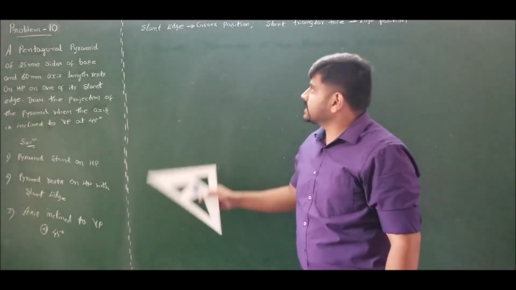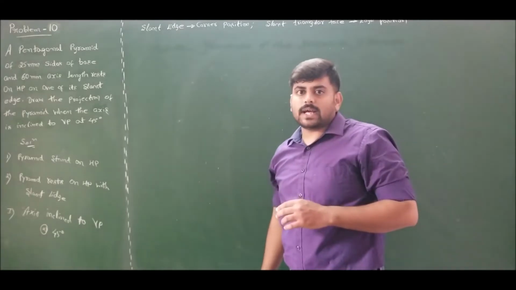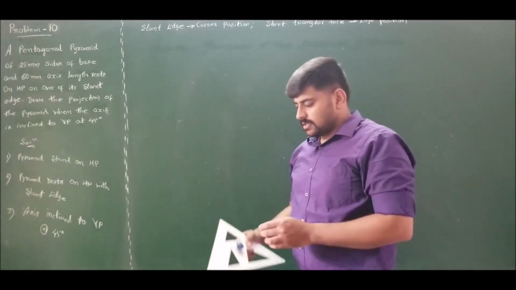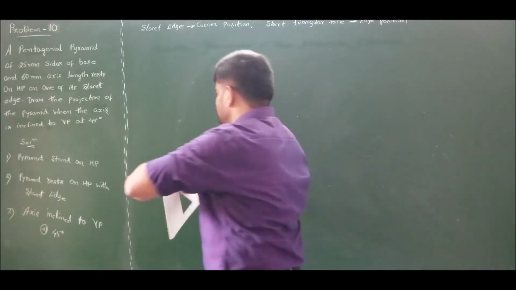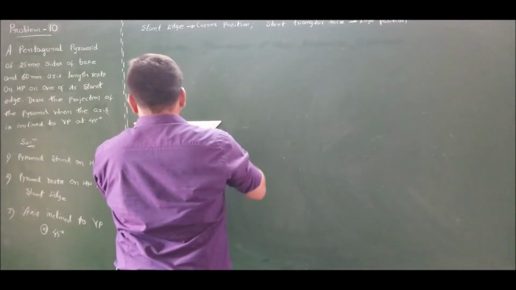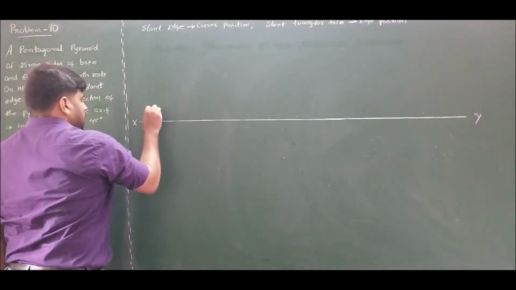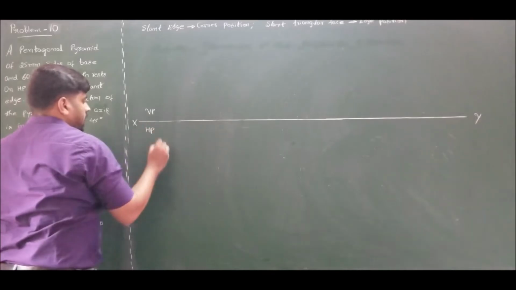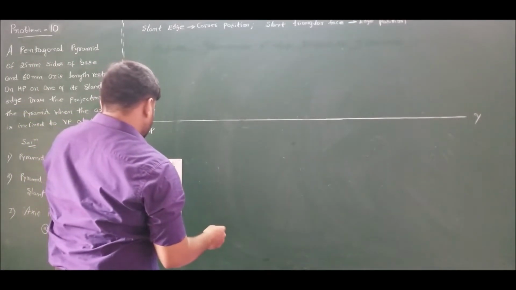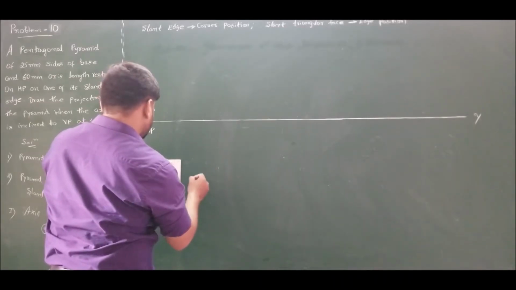For slant edge condition, I should go for corner positioning. Therefore, draw a pentagon such that you will get corner towards your right hand side. Let us draw the XY line first. This is vertical plane and this is horizontal plane. First, draw a 25 mm edge towards left such that corner will come towards your right hand side.